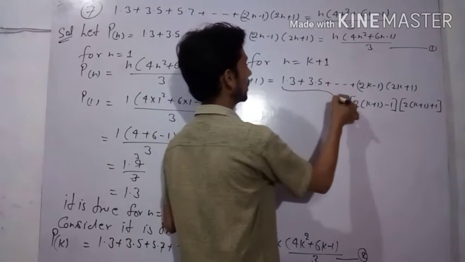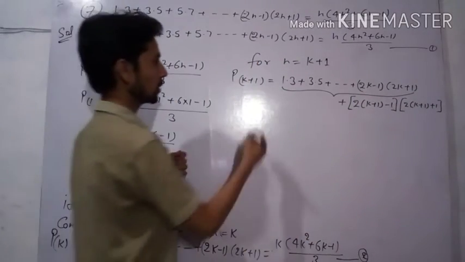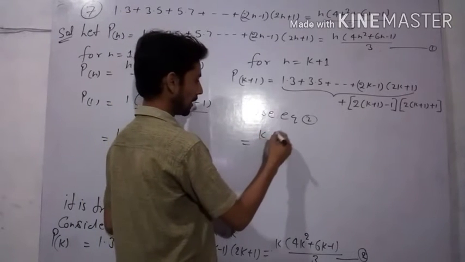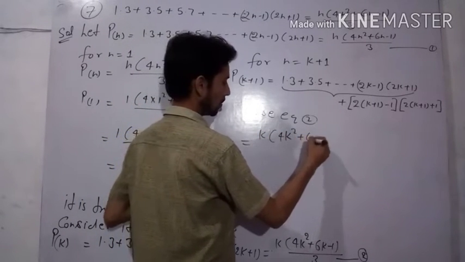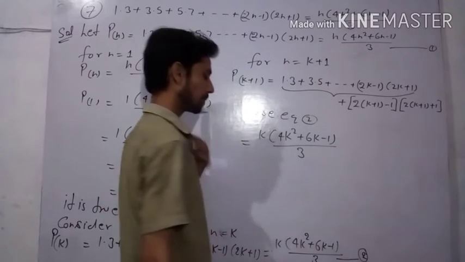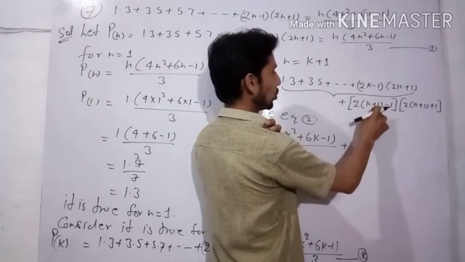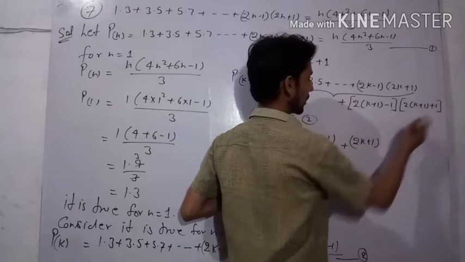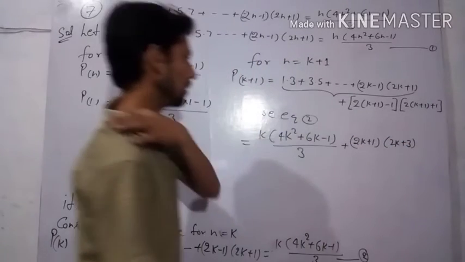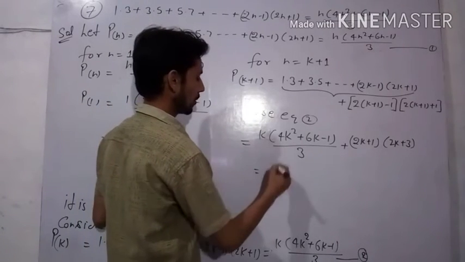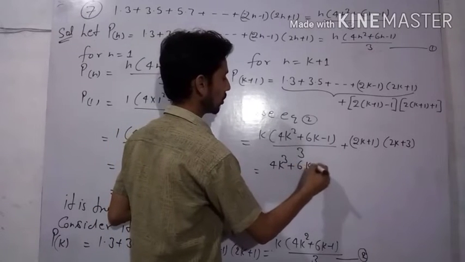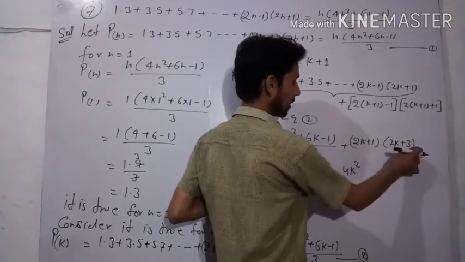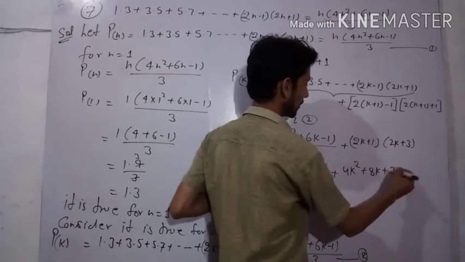So at the place of these, we use equation 2. Use equation 2. The value of these is k into 4k square plus 6k minus 1 upon 3. So listen here: 2k plus 2 minus 1 is 2k plus 1, and 2k plus 2 plus 1 is 2k plus 3. Now multiply: 4k cube plus 6k square minus k upon 3, plus 2k plus 1 times 2k plus 3, that is 4k square plus 8k plus 3.